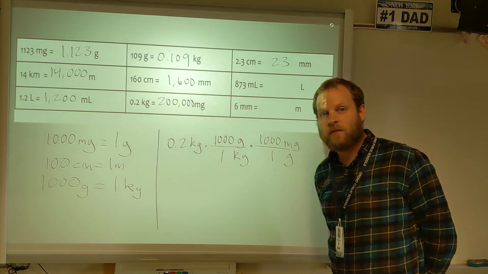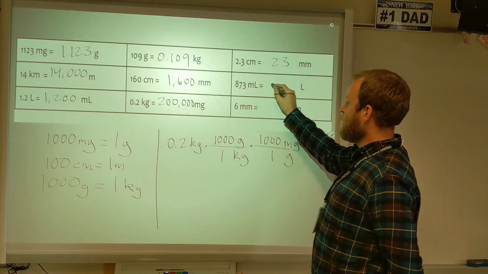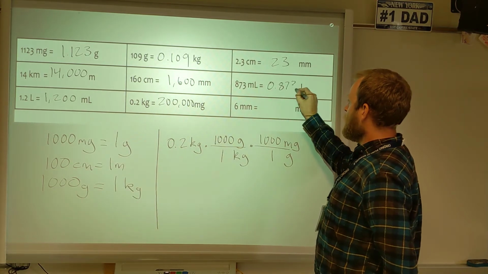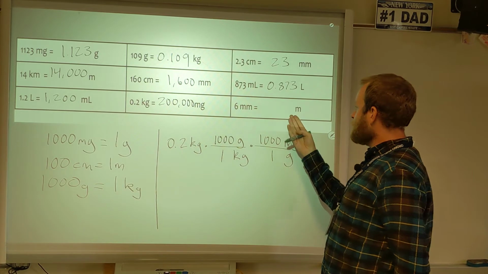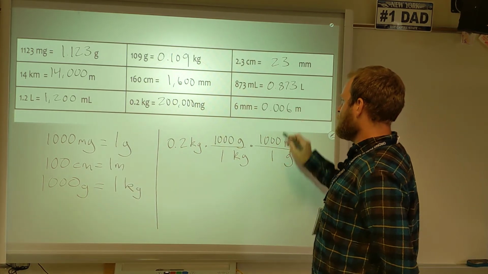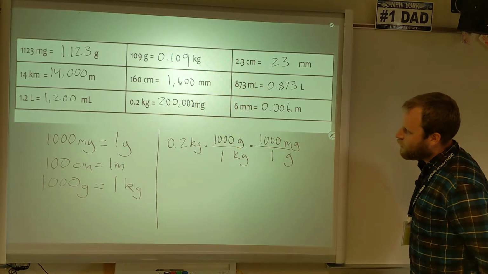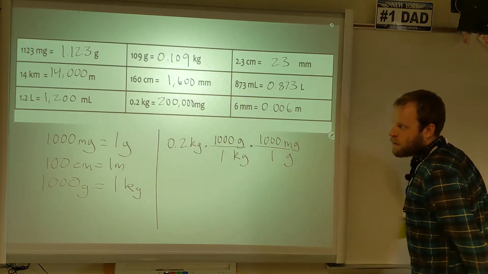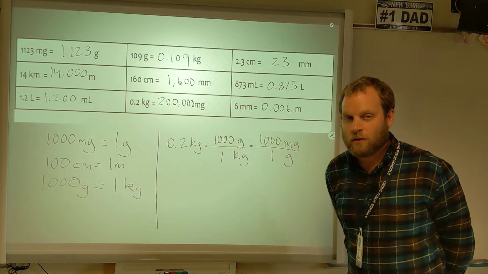It's 1,000 to 1, so you divide it by 1,000, or use dimensional analysis. It's 0.873. And then we have 6 millimeters to meters. Divide it by 1,000. It should be 0.006 meters, if my math is correct. I think it is. So any of these that you can't do in your head, please use dimensional analysis.